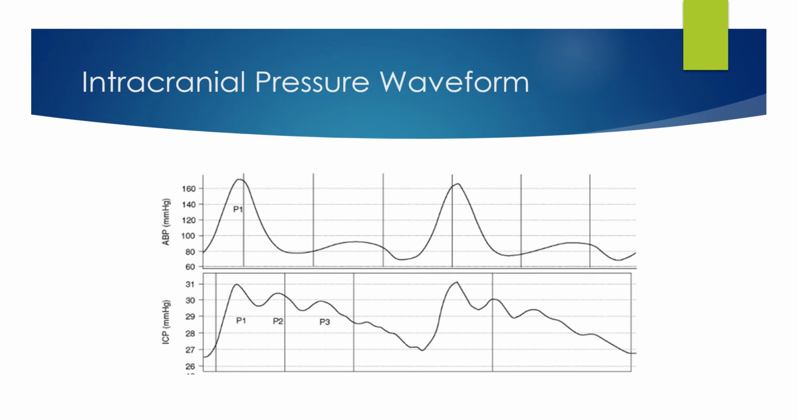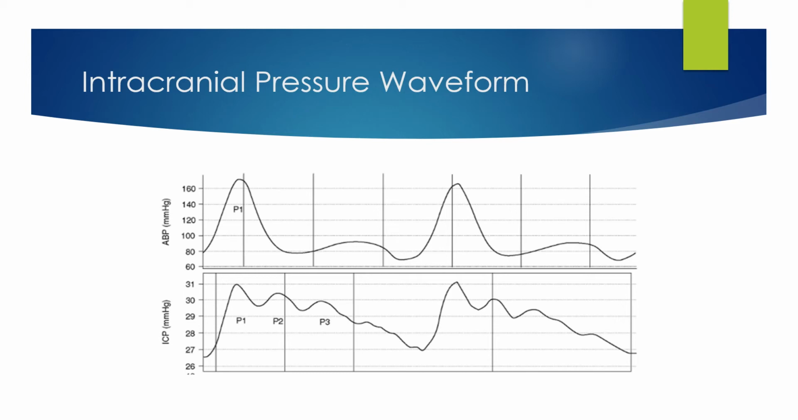Your ICP monitoring device will give you the following kind of image when connected to an appropriate monitor. You can see in this particular series of graphs that I've given you arterial blood pressure at the top and intracranial pressure at the bottom, and you can see in this particular case quite clearly that the P1, the first wave of the intracranial pressure, marries up exactly with systolic blood pressure as well.